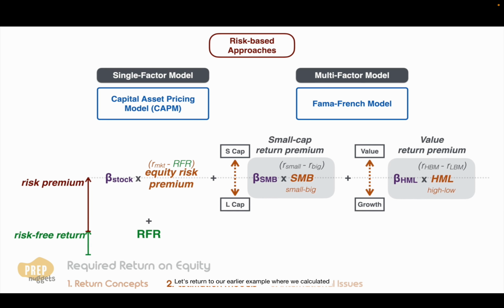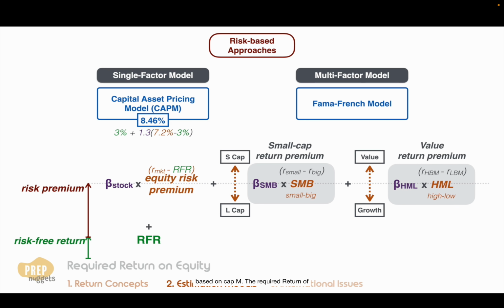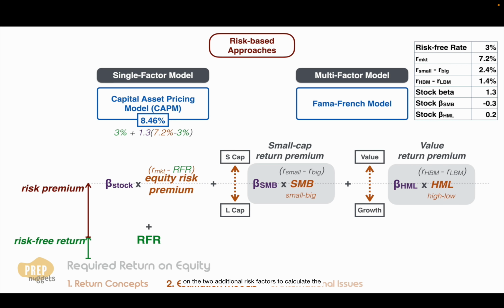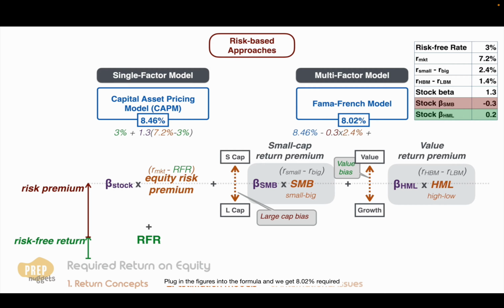Let's return to our earlier example, where we calculated based on CAPM, the required return of the stock is 8.46%. Using this as the baseline, make adjustments based on the two additional risk factors to calculate the required return under the Fama-French model. Firstly, we can observe that beta SMB is negative, so the stock has a large cap bias. And since beta HML is positive, the stock has a value bias. Plug in the figures into the formula, and we get 8.02% required return under the Fama-French model.